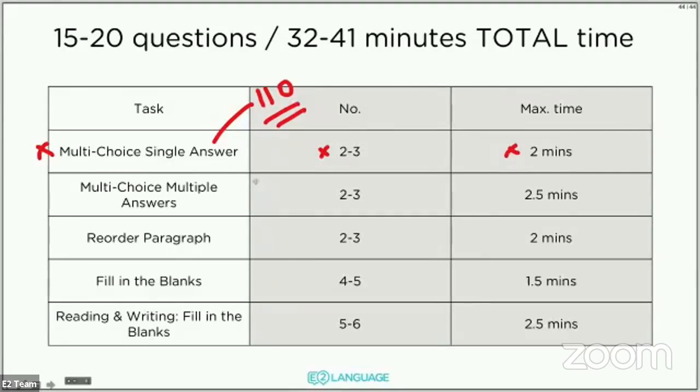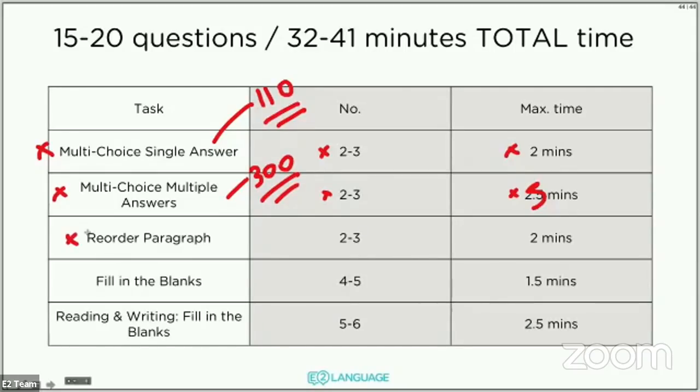The text length is 110 words max, so it's not very long. You can definitely read this. You can read the question prompt. You can read the answer options. You can read the text, and you can find the answer in under 2 minutes. Multiple choice, multiple answers, of which you'll get 2 or 3, will take you longer, 2.5, possibly 3 minutes. The text length here is up to 300 words.